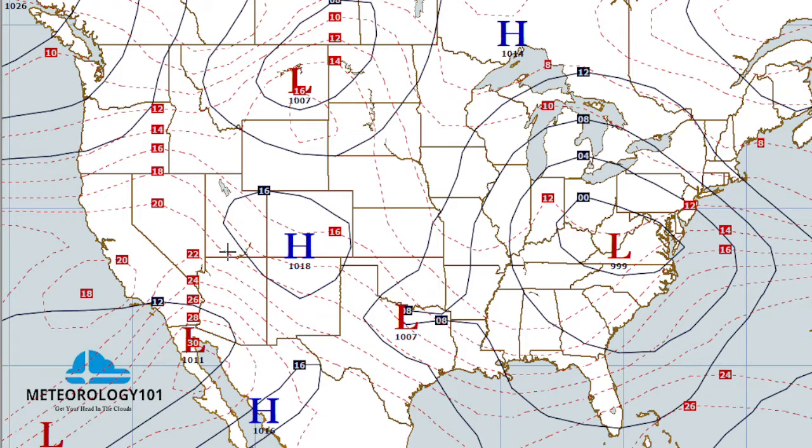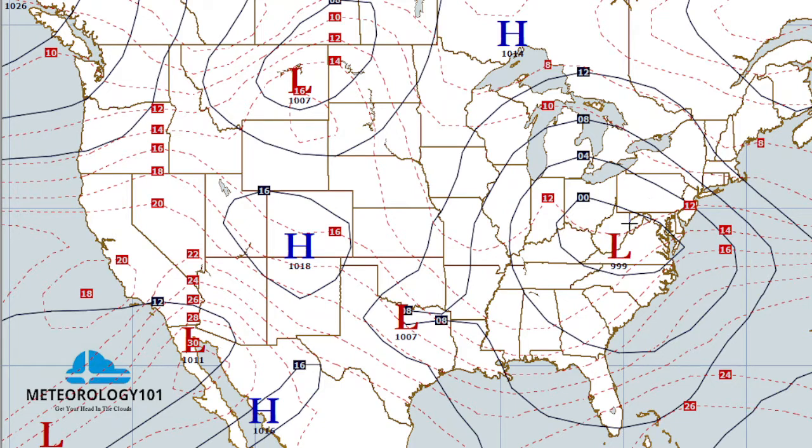I got a chart printed out. Let me see what my centers were. We were 1,026 on the center of that high. Now we're 1,018, so that one's starting to weaken. We're 999 on that low, and we were actually 997 yesterday when it was just to the west. So that thing's filled a little bit, but only 2 millibars. I mean, so not much. Still a pretty intense system.